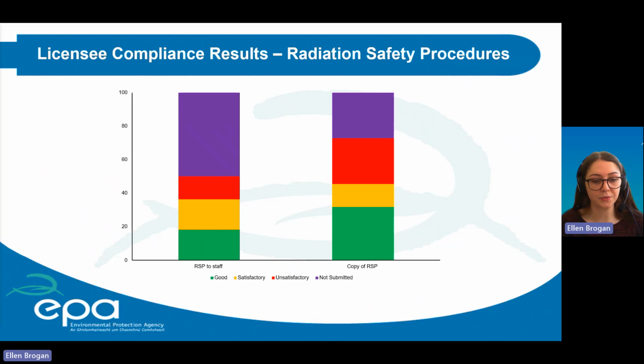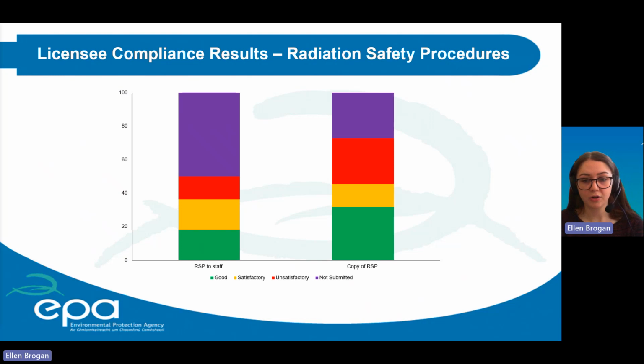So licensees must ensure that these radiation safety procedures are in place and available to all staff involved in radiological practices. So firstly, it was asked if the participants had a record available of the provision of the radiation safety procedures to workers and other concerned people. So this is the column on the left-hand side of the graph. So approximately 50% of licensees didn't have a record of provision.